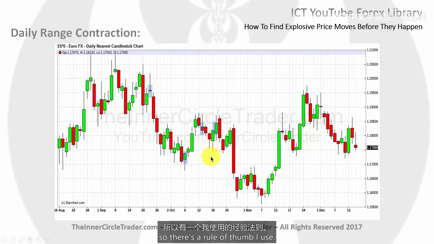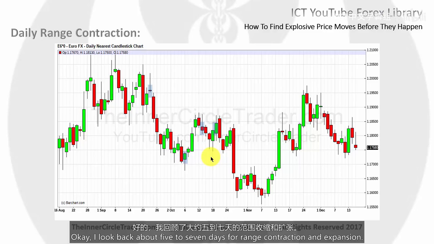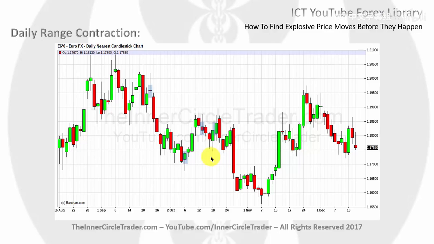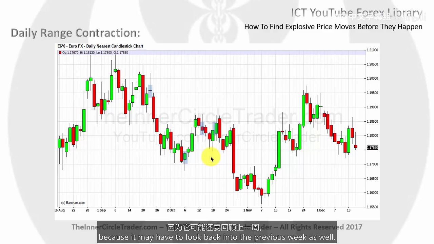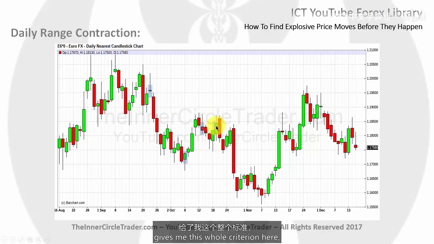So there's a rule of thumb I use. I want to see what's happened. If it's a daily chart, I want to see what's happened in the last 5 to 7 days. I look back about 5 to 7 days for range contraction and expansion. So that filter for volatility on a daily chart, you want to look at about 5 days, which is a typical trading week. But then I also use 7 days because it may have to look back into the previous week as well. And that gives me this whole criterion here.